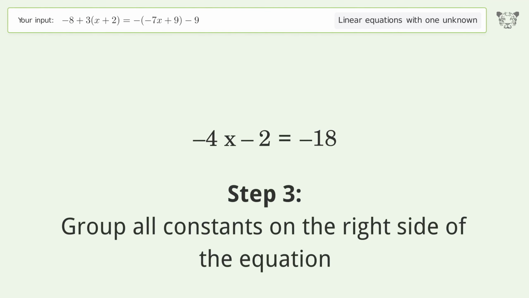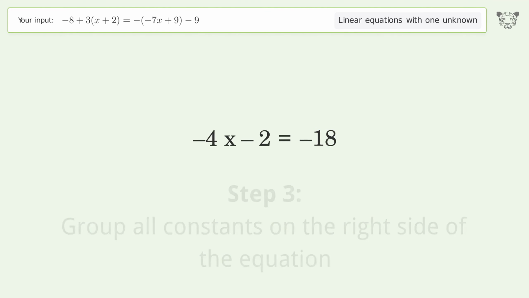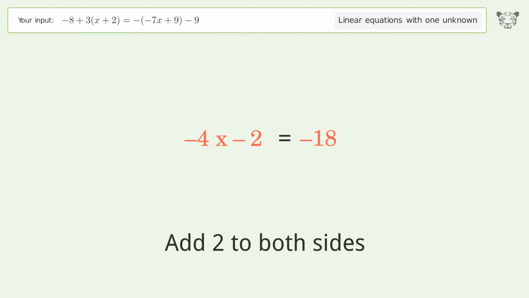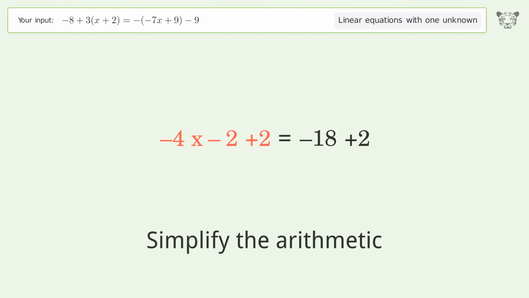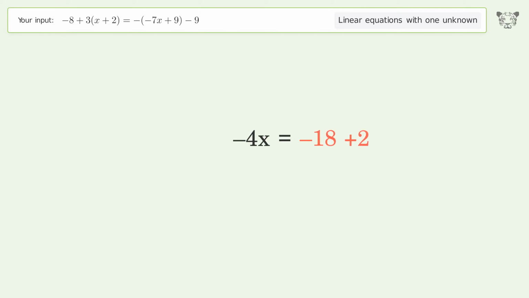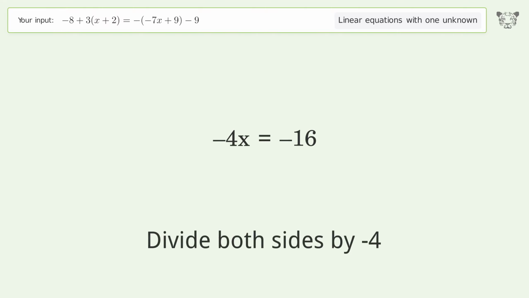Group all constants on the right side of the equation. Add 2 to both sides. Simplify the arithmetic. Isolate the x. Divide both sides by negative 4.